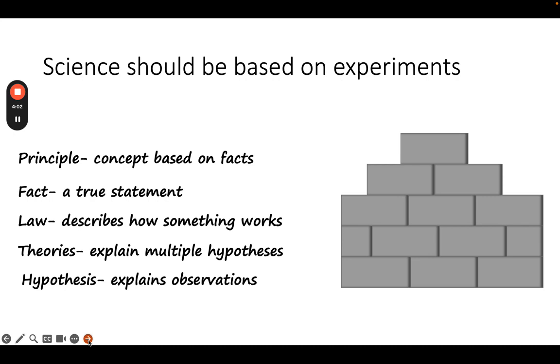A law is a more mathematical way to describe something in science, like the law of gravity or the second law of thermodynamics. Those are more mathematical. A fact is a true statement that we often use in science, and a principle is based on facts. So for example, we might say something like, healthy eating leads to a better quality of life. Well, that would be a principle based on the facts of nutrition.